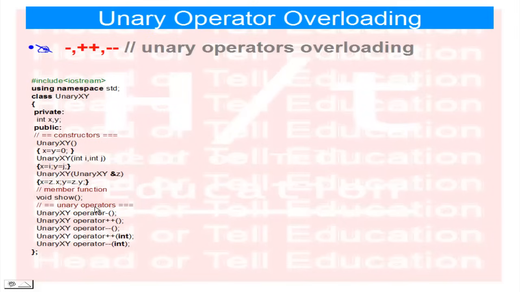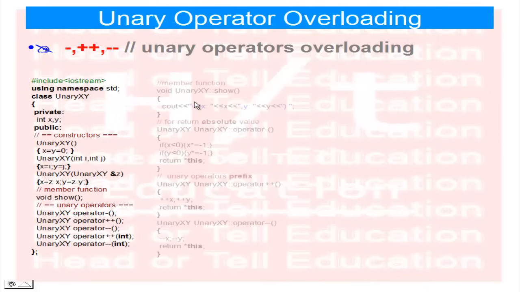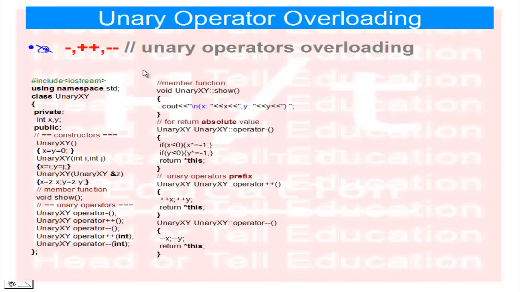Now I am using the unary operators. First unary operator minus, then unary operator plus plus, then unary operator minus minus, then unary operator plus plus passing an integer, and unary operator minus minus passing an integer. So this is the class for unary xy. Now how to write all these functions?